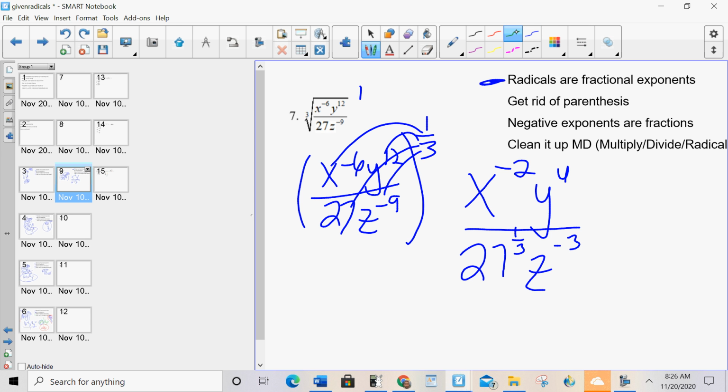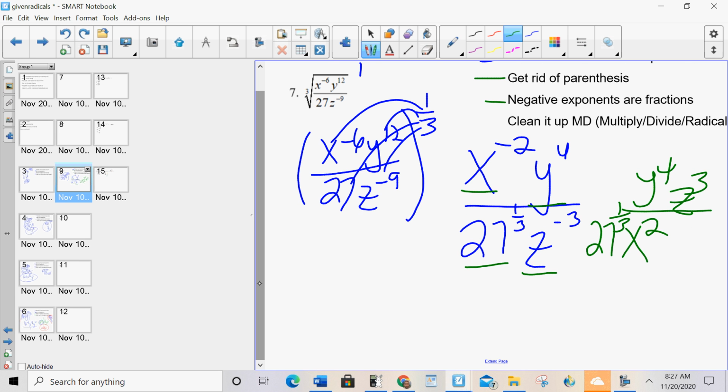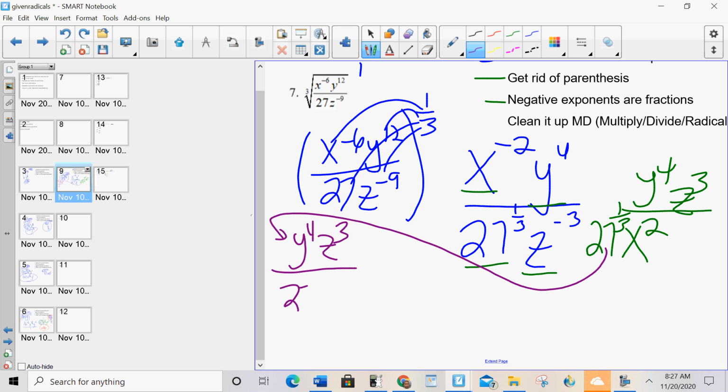Negative exponents are fractions. I start my top left. X is being raised to a negative power, so it moves. Y stays. 27 stays. So since it's on bottom, I'm going to keep it on bottom. Z is being raised to a negative power, so it moves. So it's getting a little messy. So I have y to the 4th, z to the 3rd over 27 to the 1/3 x squared.